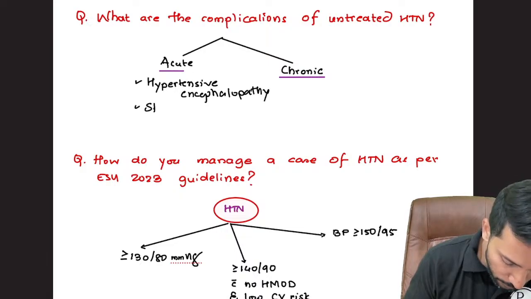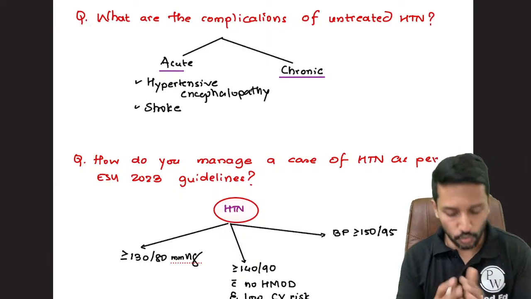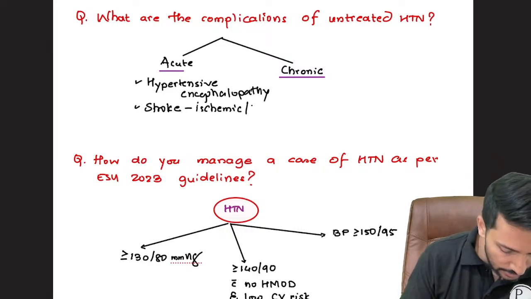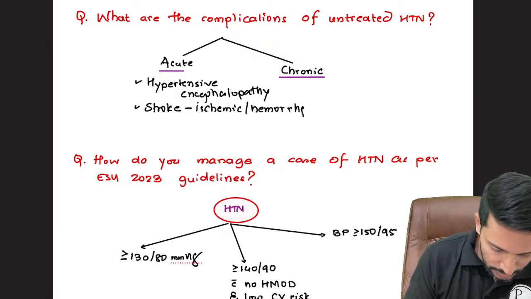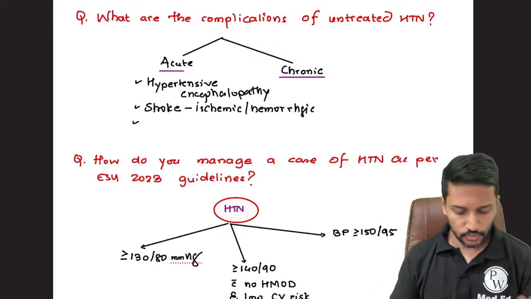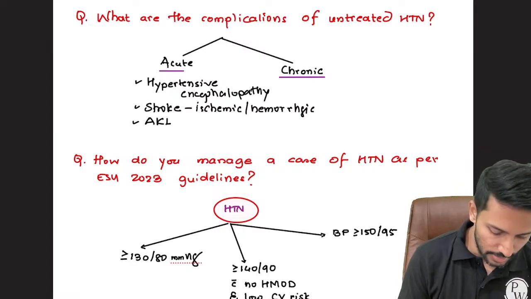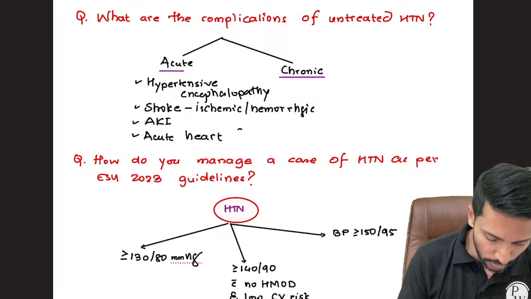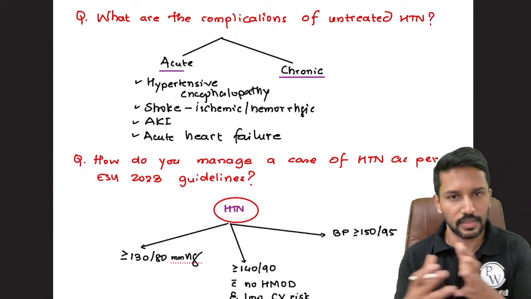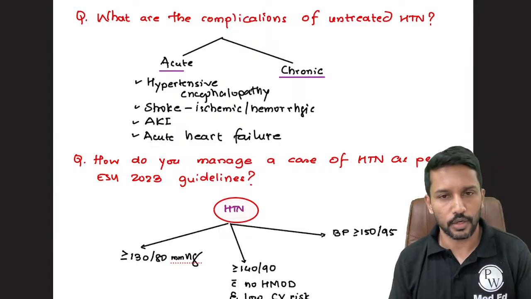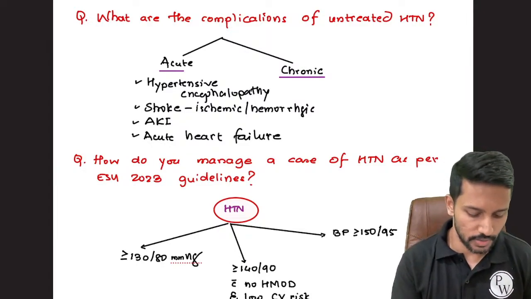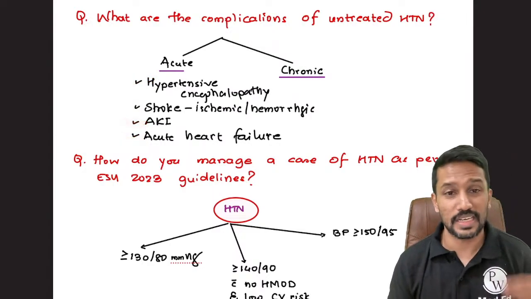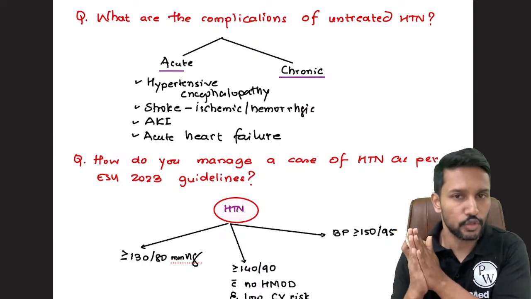Then we know that patients of hypertension are at increased risk of stroke. And when I say stroke, it includes both ischemic stroke as well as hemorrhagic stroke. Then apart from stroke, these patients can develop acute kidney failure, AKI. These patients can develop acute heart failure. The mechanisms behind this we will discuss in individual videos when we take up stroke, acute kidney injury, and acute heart failure. For now, just be aware that your brain can suffer the consequences, your heart can suffer the consequences, and even your kidneys can suffer the consequences if the BP suddenly shoots up.